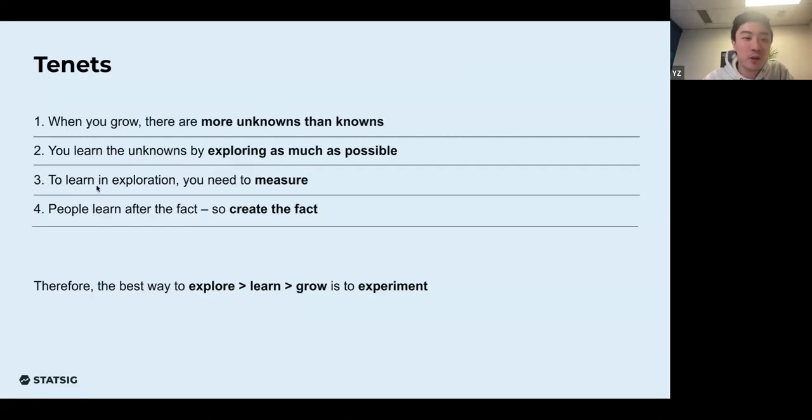And the third one is, to learn in exploration, you need to measure. Kind of goes to our previous examples. You need to measure in order to know if this works or doesn't work. And the fourth one is people can only learn after the fact. So the natural conclusion is the best way to explore, to learn and to grow is to experiment, create the fact, and then we learn.